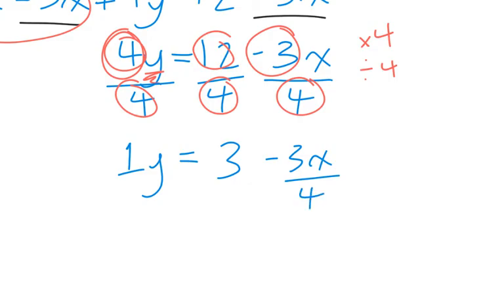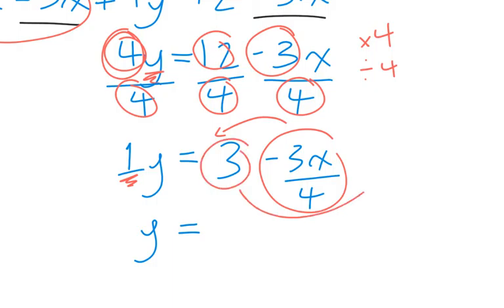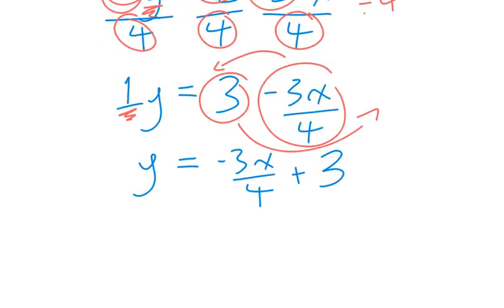Before we finish, let's clean this up a little bit. Remember, you do not need to put the 1 in front of the y, so you can just write y. And it is preferred that you have this over here and the 3 at the very end. So all I'm going to do is move this negative 3x over 4 to the front, and I'm going to move this 3 all the way to the back. Now, it doesn't have a sign in front of it, but you should know by now that there is a positive sign hiding there.